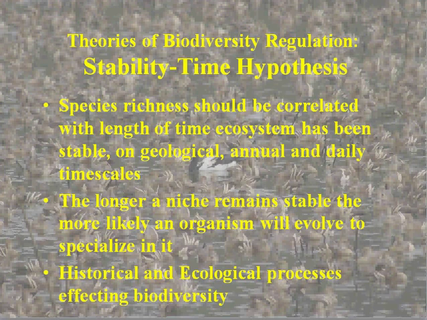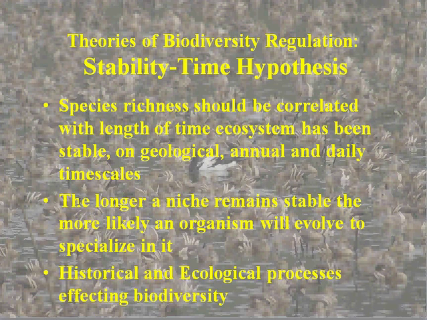The first of the theories that we have here is the stability time hypothesis. This hypothesis goes that species richness should be correlated with the length of time an ecosystem has been stable on a geological, annual, and daily time scale. And the basic predication of this one is that the longer the niche remains stable or remains the same, the more likely an organism will evolve to specialize in it.